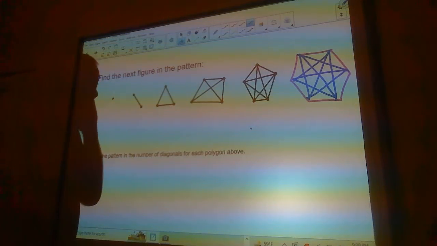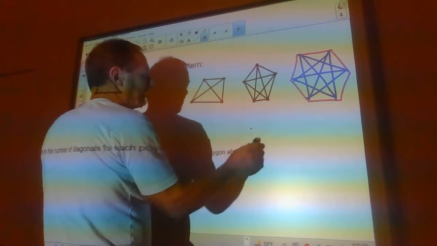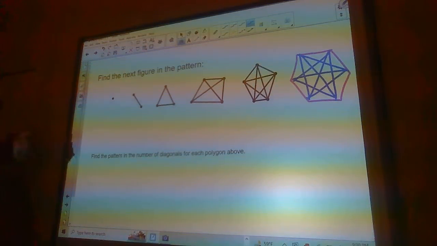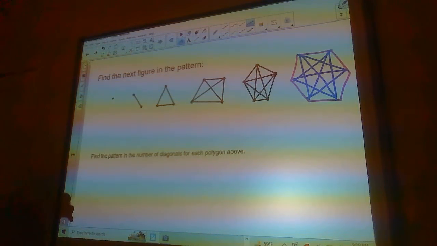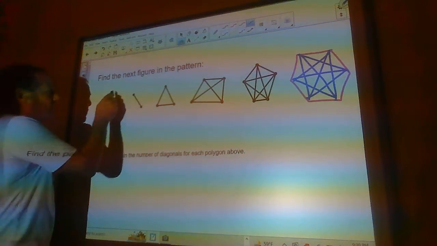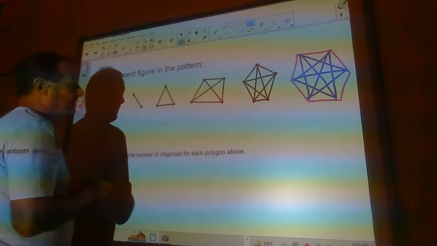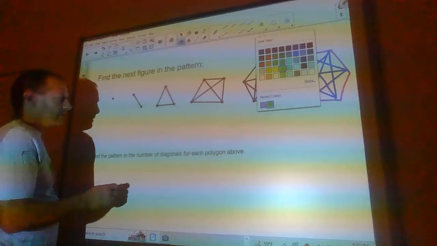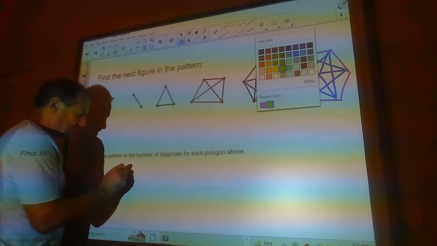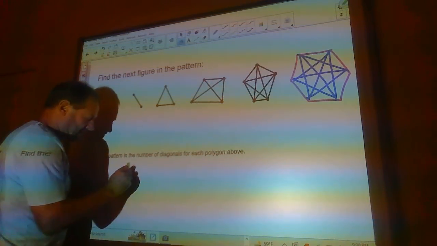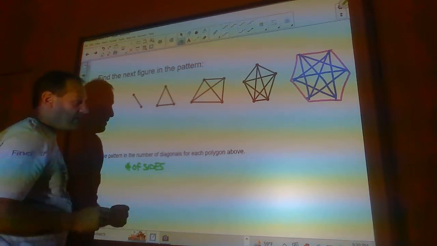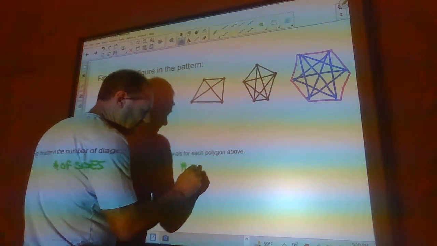Okay, so next, that's the easy part. I got my pattern figured out there for that next one. Now, find the pattern in the number of diagonals for each polygon above. Okay, so I'm going to ignore these two because they're not polygons. So for this one, I'm going to make myself a little chart here. We'll have number of sides, and then we'll have number of diagonals.